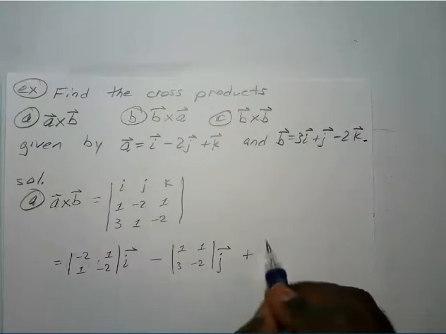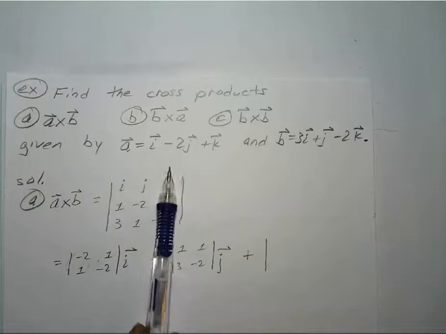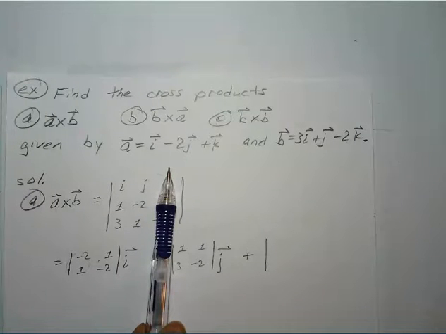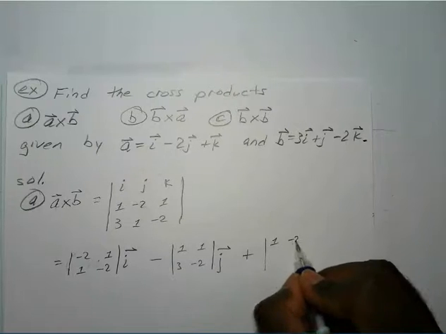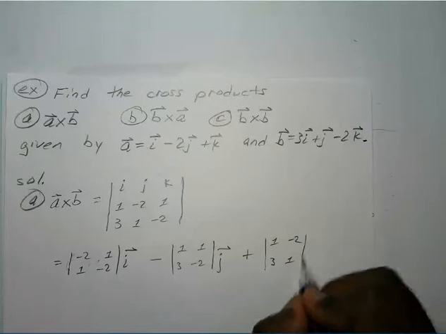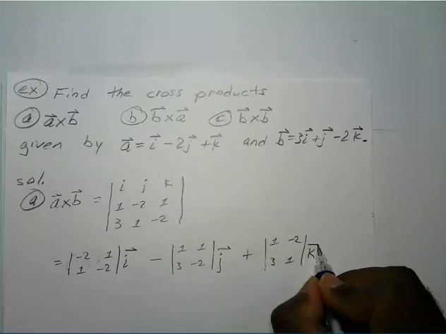And then that's plus, so we get our k, cover that k up. We have 1, negative 2, 3, 1. And that's times our k vector.